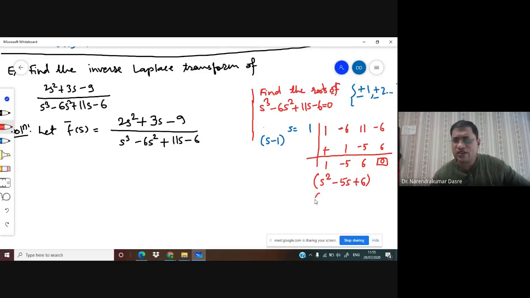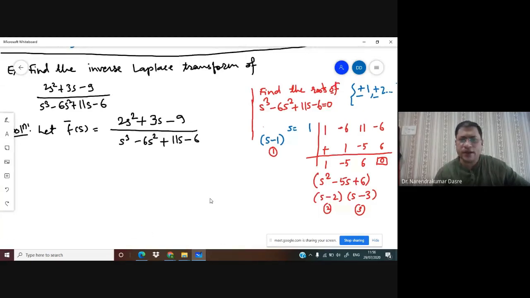And we can factorize this polynomial. So it is going to be s square, we are factorizing, so s square will become now s. So s minus 2 and s minus 3. So this way I got the factors. This is my first factor, this is my second factor, and this is my third factor.